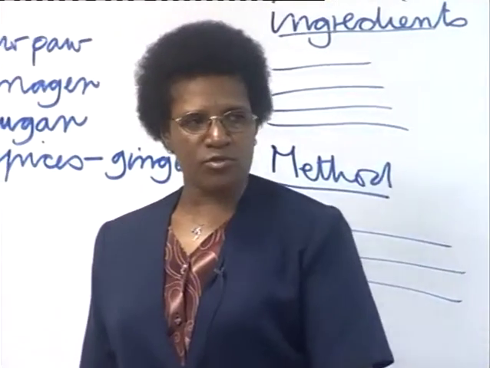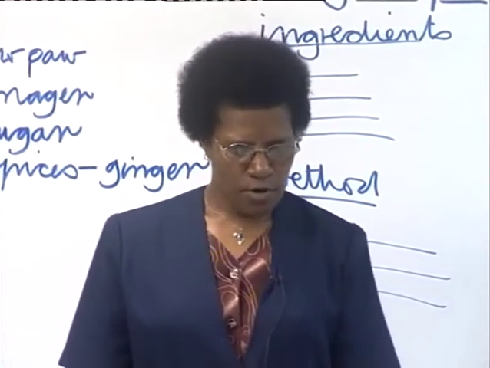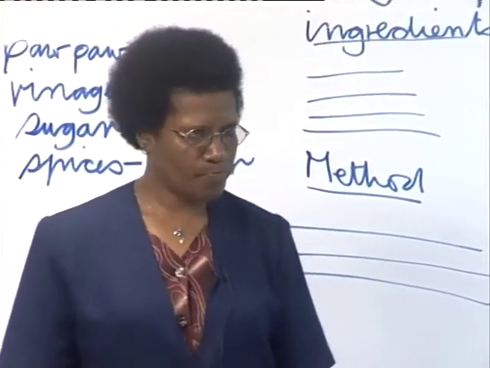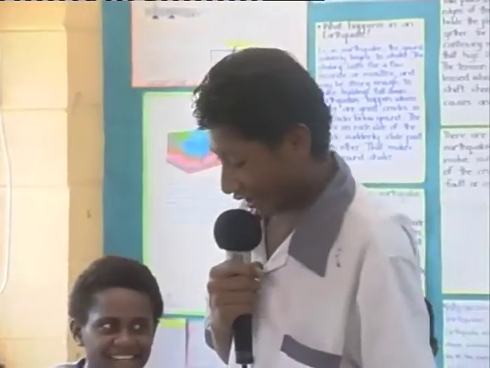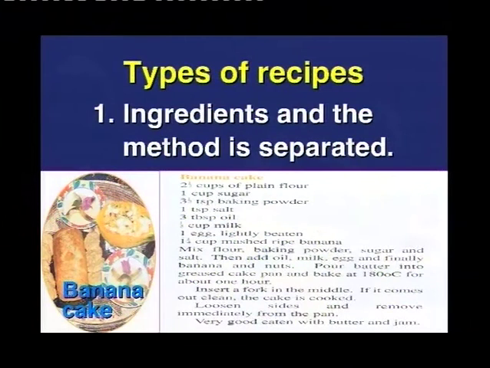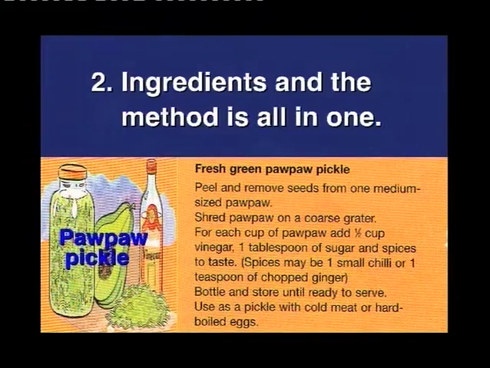Okay, let me get back to Quarry. If you can tell us, what is the first type of recipe? Ingredients and the method is separated. Very good. Where the ingredients and the methods are separated. Let's have Daira. Second type of recipe? Ingredients and the method is all in one. Okay, the ingredients and the method is all in one.